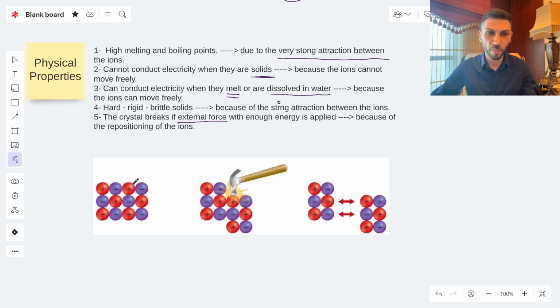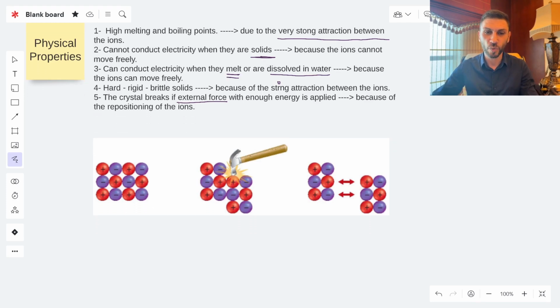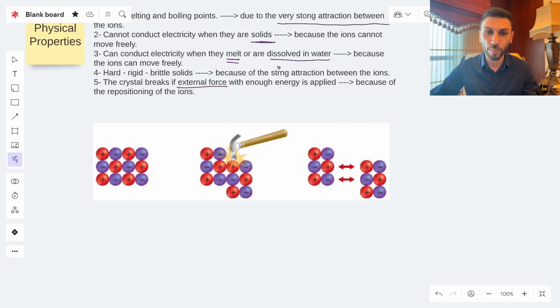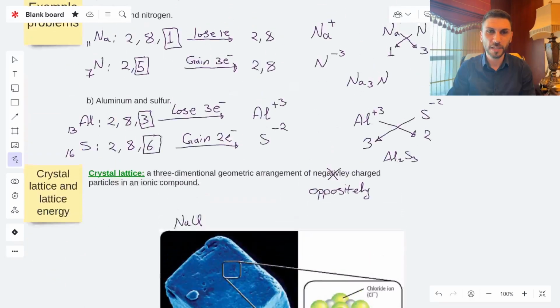Positive, negative, etc. So every positive is attracted to the oppositely charged particle. But when you apply an external force, what happens is now the positive will be positioned next to another positive ion. So positive and positive will repel each other, and this is the result. The lattice will break. So what do we need to take from this lesson?